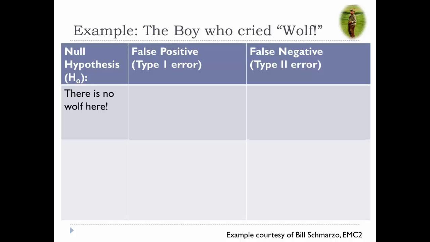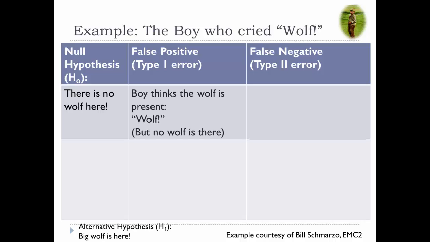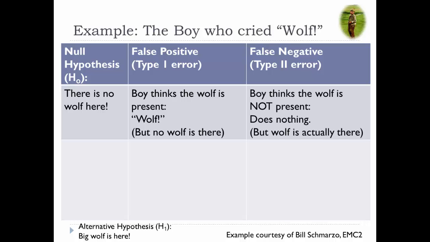Let's use the classic fairy tale of the boy who cried wolf as an example. I'm offering my thanks to Bill Schmarzo of EMC Squared for the idea. If the null hypothesis is that there is no wolf, the alternative hypothesis would be that the wolf is actually there. So a type 1 error or false positive would be the boy crying wolf when there is no wolf present, rejecting the null in favor of the alternative hypothesis. If, however, the boy does not notice the wolf or convinces himself that it's not there, accepting the null over the alternative hypothesis, a type 2 error or false negative would be doing nothing, not crying wolf.